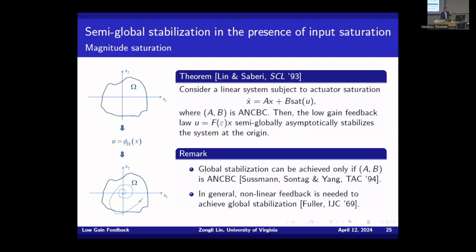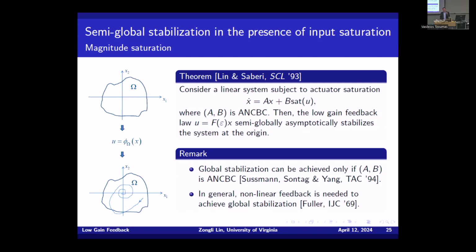So epsilon. For example, as I mentioned earlier, somebody specifies a domain omega. So I can choose a feedback gain, and this will be a function of epsilon. All I need to do is make epsilon small enough so that the control input will never saturate. So it becomes a linear system, and then it's globally stabilizable, right? And then any solution starting from here will converge. So that's the concept of semi-global stabilization. So low-gain feedback achieves semi-global stabilization.